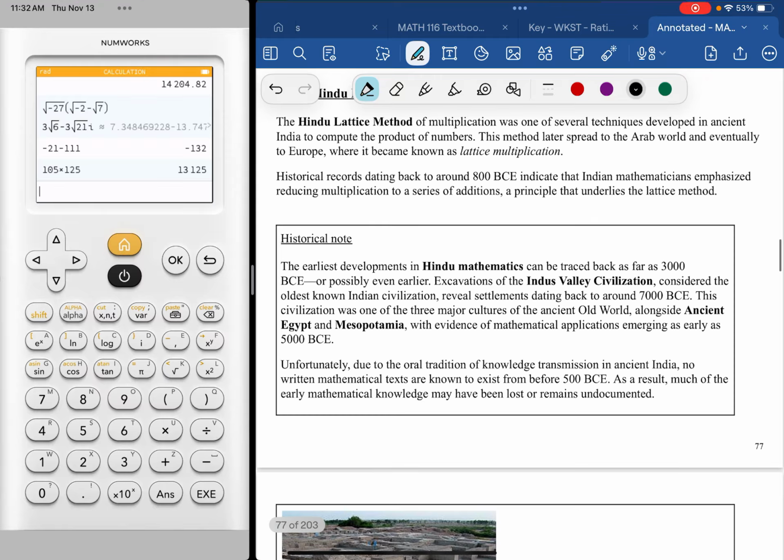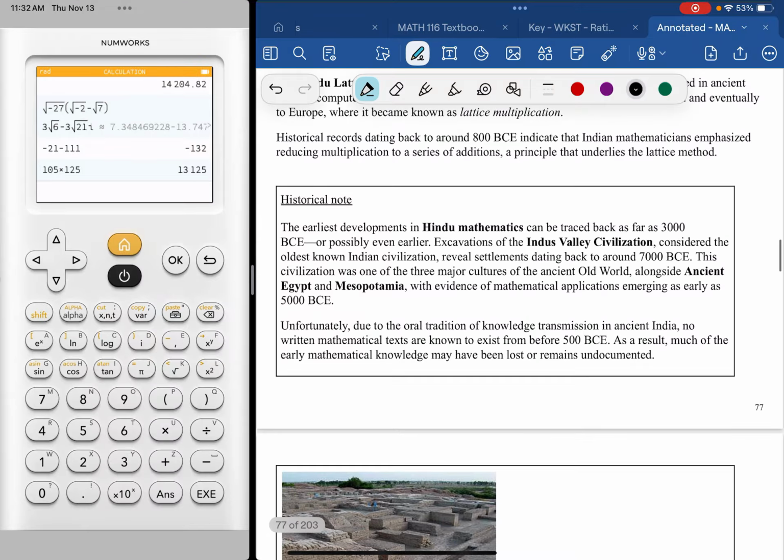Historical records dating back to around 800 BCE indicate that Indian mathematicians emphasized reducing multiplication to a series of additions, a principle that underlies the lattice method. So you can read the historical note there.